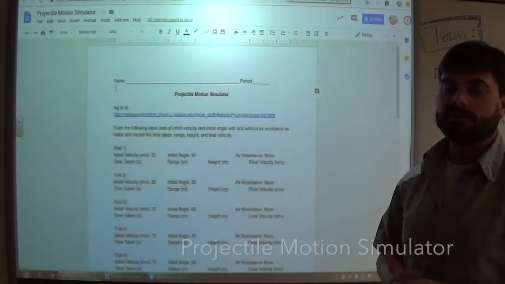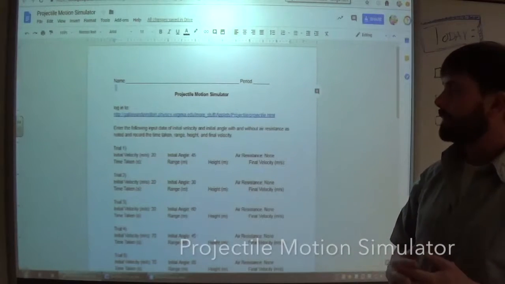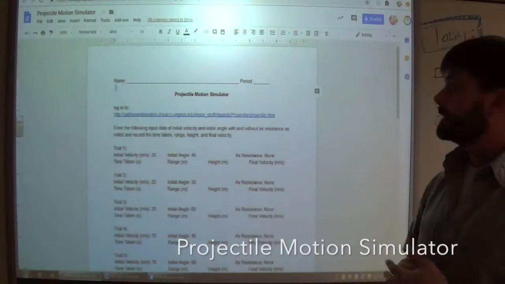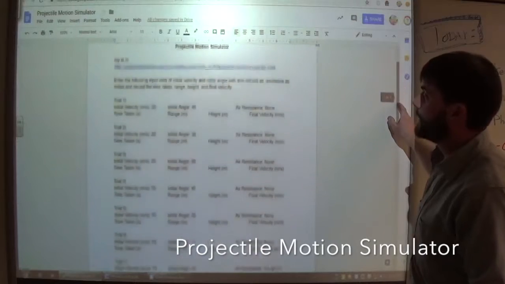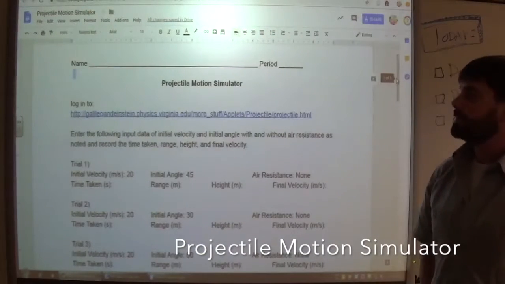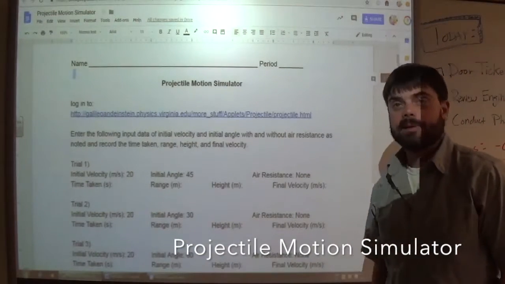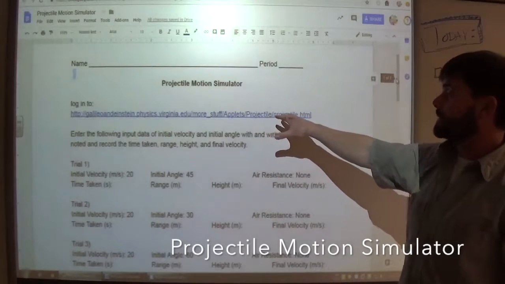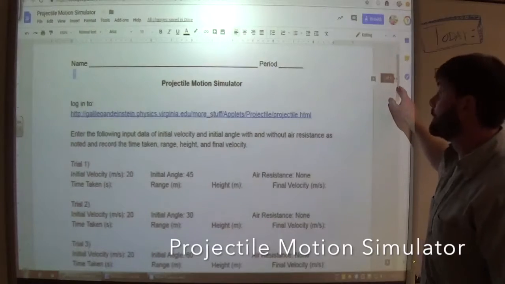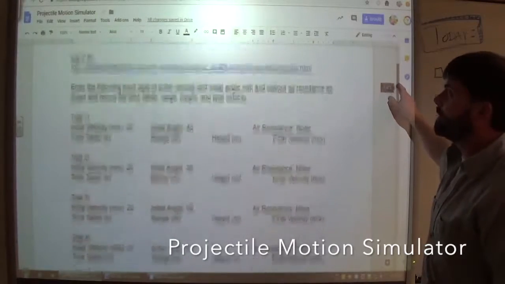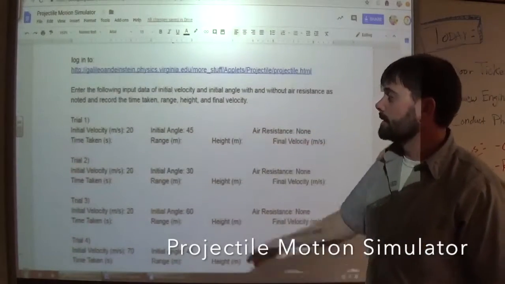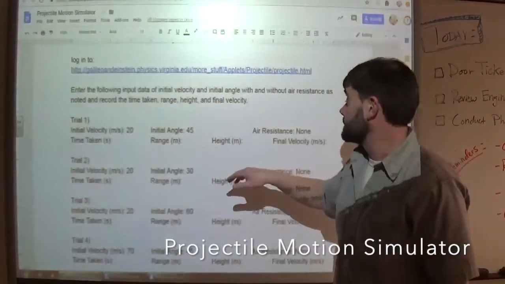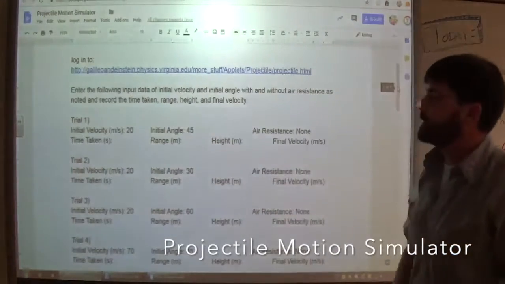It's a projectile motion simulator, which again, if you open it up, will ask you to make a copy, and you will plug some information into the simulator based upon what is inside the document. When you open the projectile motion simulator assignment, you will be asked to make a copy, and there's a link here to get to the actual simulation, which I'll show you in just a minute. You will see inside the lab that there are various trials, and a lot of information is already given to you, like initial velocity, launch angle, air resistance, and so on. And then there's a bunch of blank spaces down below.